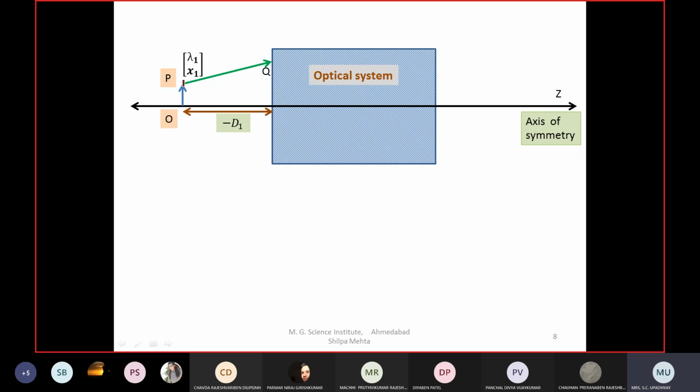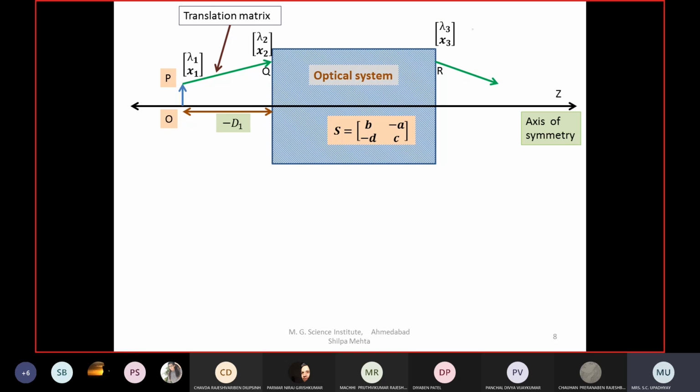Initially, the coordinate at point P is represented by lambda1 x1. On this lambda1 x1, the translation matrix operates and our matrix lambda1 x1 is changed into a new matrix, lambda2 x2. On this lambda2 x2, the system matrix operates, and lambda2 x2 is changed into a new coordinate, called lambda3 x3. As it emerges from the system, its coordinates are lambda3 x3 at position R.